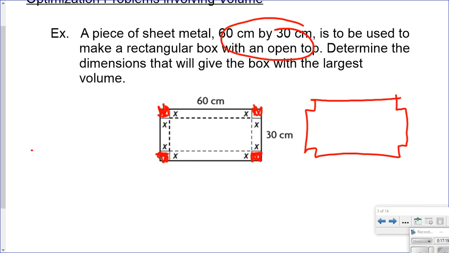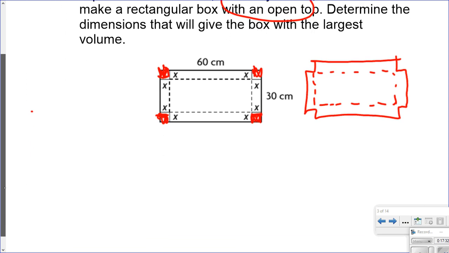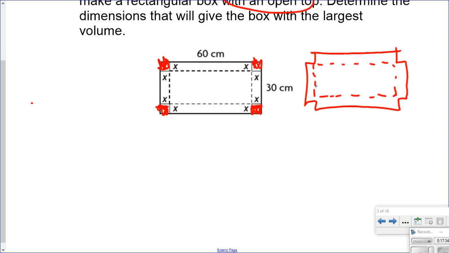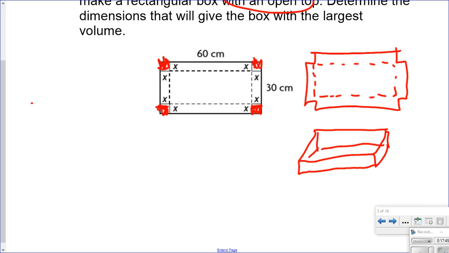Okay, and I'm going to fold here and here, and just bend pieces up. It's almost like I'm creating a net of an object here. That's my flat two-dimensional look of this piece. And when I fold along the dotted line here, I've got my open box, right? Okay, no lid on it. I've got that open.